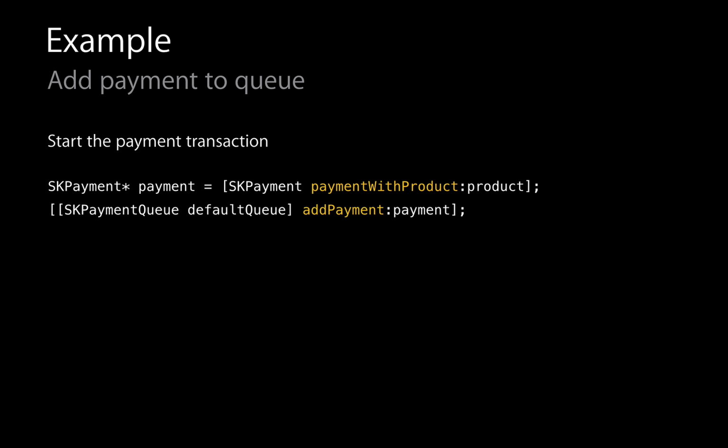So the first step was that we call SKPayment with product. The next step is we take that payment and we add it into our payment queue to start that process. It's very, very deliberate that there is no step 3 here. Because at this point in time, you are completely hands-off and you should step back and let StoreKit handle this transaction for you.